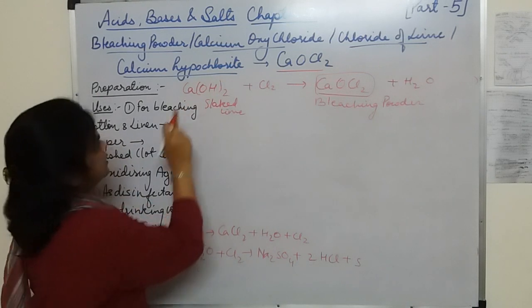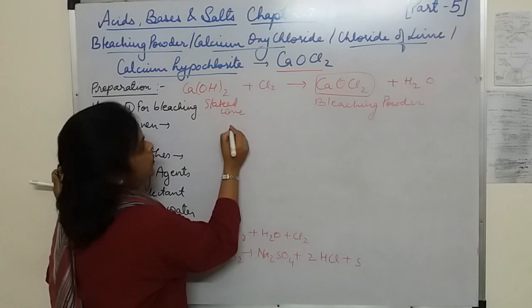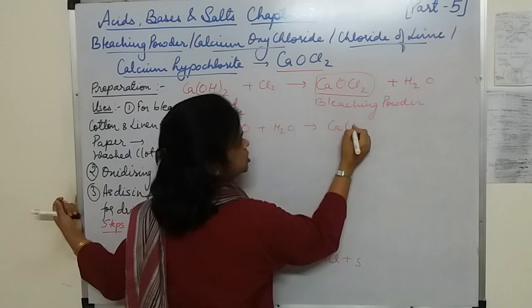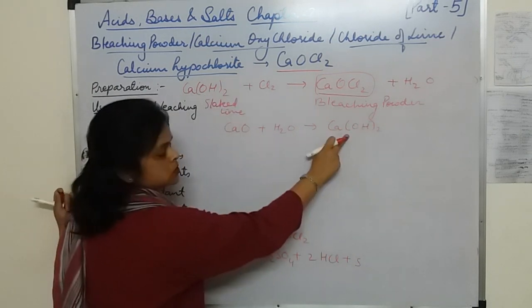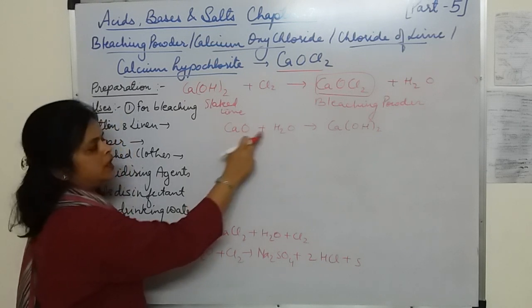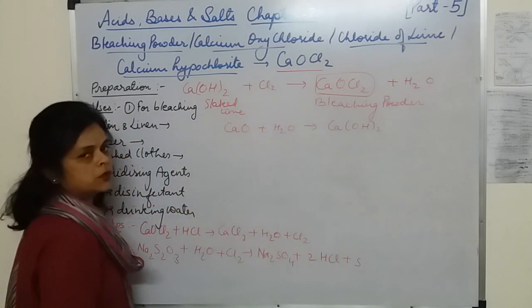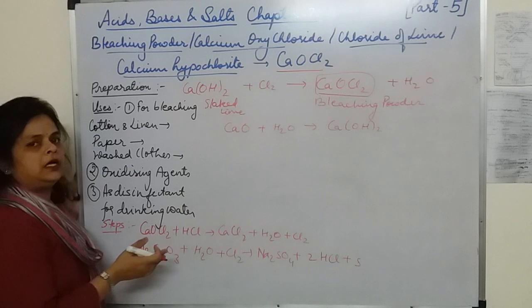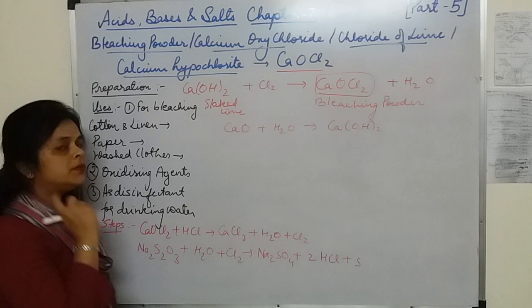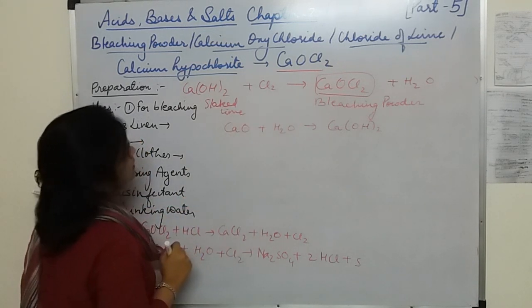Now, you can tell me how we can prepare this slaked lime. In the previous chapter, we studied that when quicklime combines with water, it forms calcium hydroxide, and this is called slaked lime. Calcium oxide is also called quicklime. When it combines with water, it forms slaked lime. And from where are we getting this chlorine? In the previous one, when we electrolyzed brine solution, chlorine gas was formed at the anode electrode. So in this way we can prepare bleaching powder.